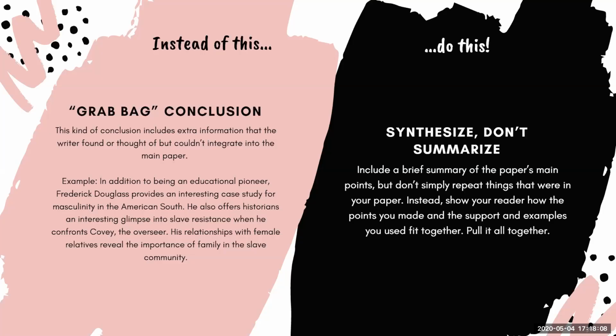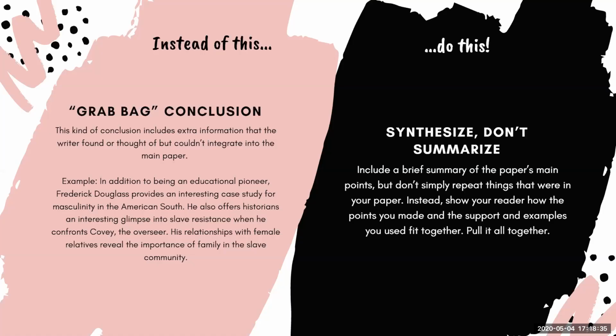An example of this would be: in addition to being an educational pioneer, Frederick Douglass provides an interesting case study for masculinity in the American South. He also offers historians an interesting glimpse into slave resistance when he confronts Covey, the overseer. His relationships with female relatives reveal the importance of family in the slave community. So this is a big no-no.